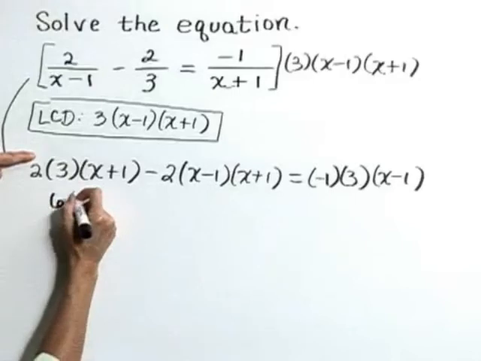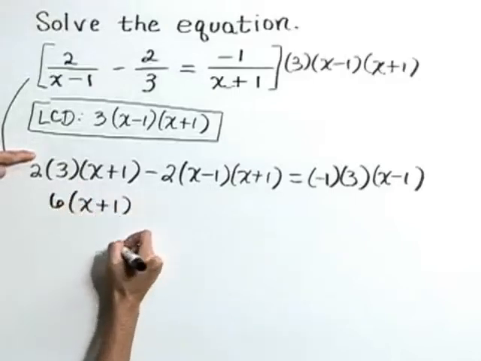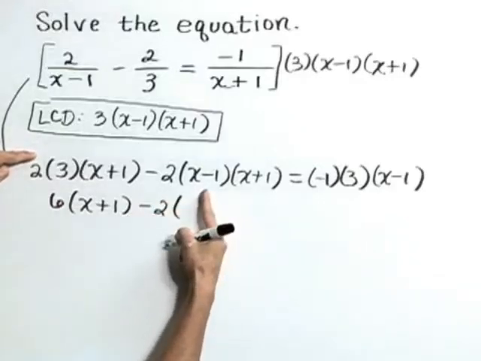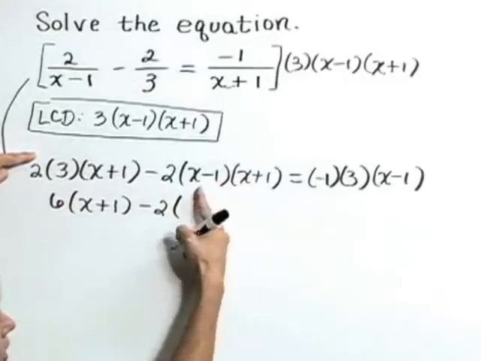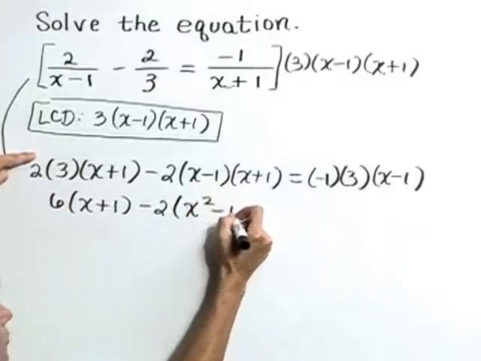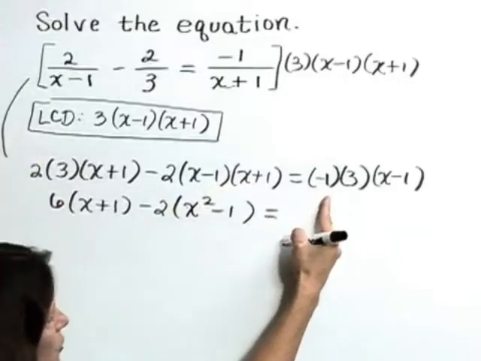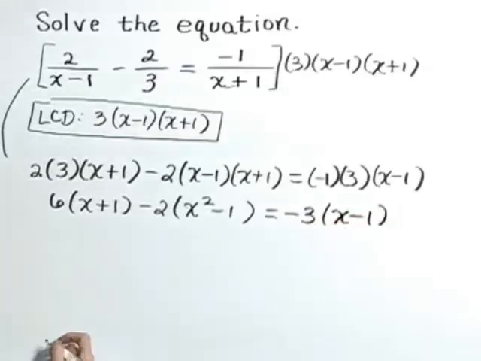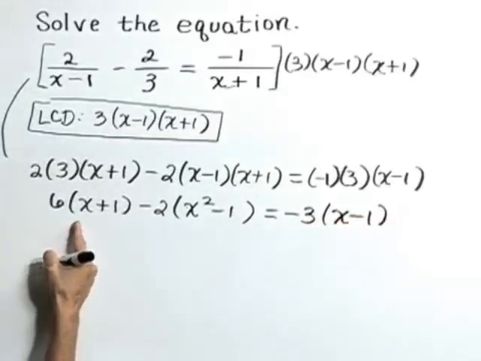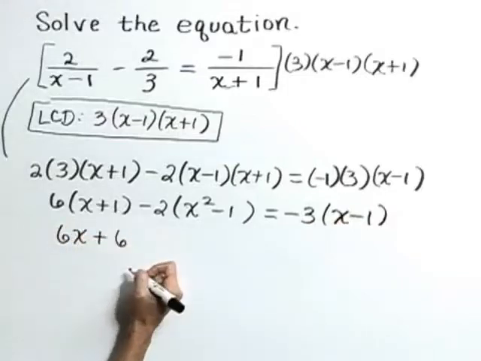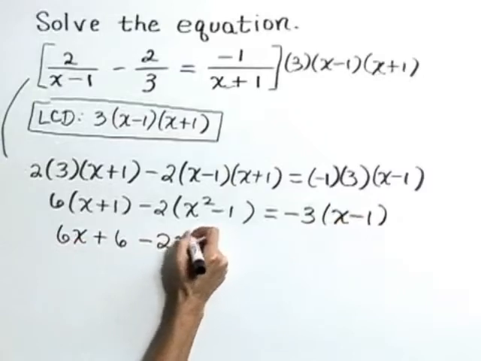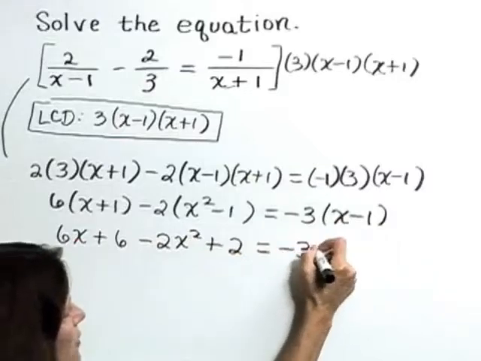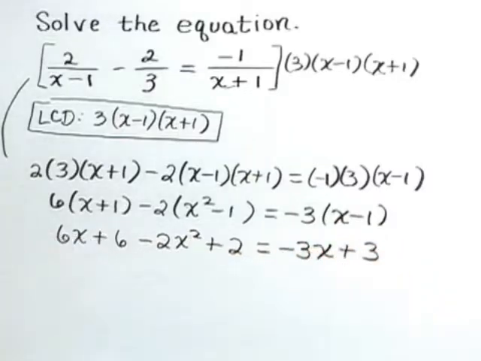Multiplying, 2 times 3 is 6. We'll take that product in our next step times x plus 1. With our second term, we've got 2 times. Foiling this difference and sum of two binomials gives x squared minus 1. That's equal to, on the right-hand side, a negative 3 times x minus 1. Continuing to multiply using the distributive property, we get a 6x plus 6 minus 2x squared and plus 2. On the right-hand side, a minus 3x and plus 3.